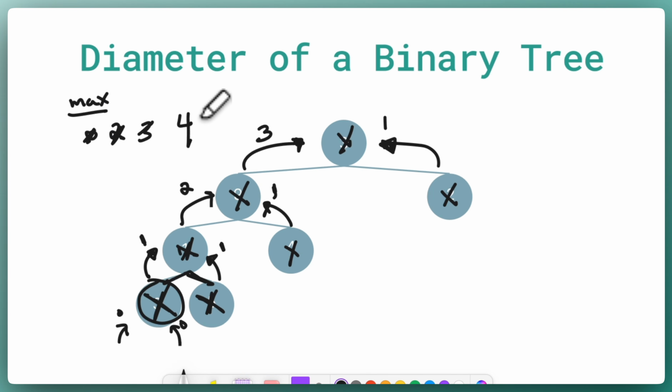So this bottom-up approach is the optimal solution to this question. Because we visit each node in our binary tree once, the runtime for this algorithm is going to be big O of n, where n is the number of nodes in our binary tree.